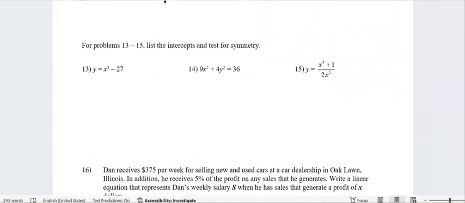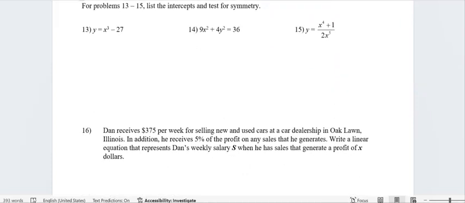All right, 13, 14, and 15, let's list the intercepts and test for symmetry. So I'll start with x-intercepts. For x-intercepts, I'm going to let y be replaced with 0 and solve. All right, and this is the difference between two cubes, and it factors like this.